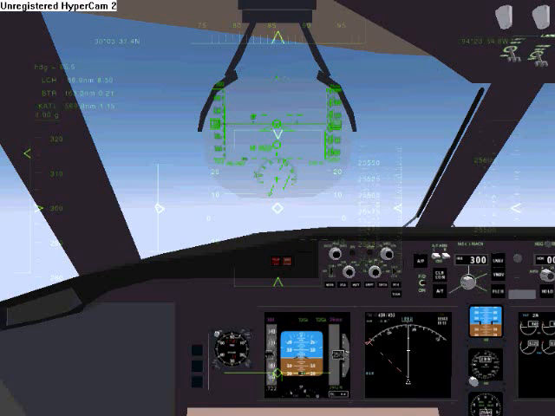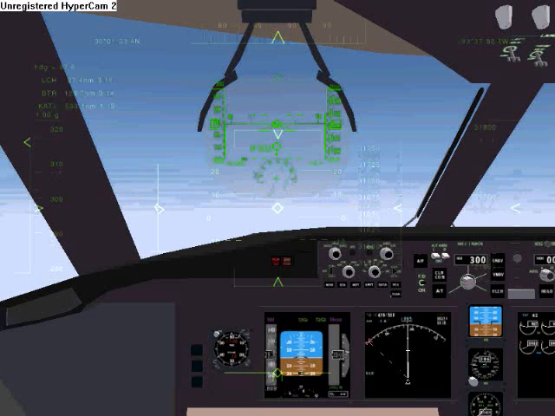Alright, I'm over 10,000 feet now, so now I can increase my speed to 300 knots. I'm going to do that now by increasing the setting on the auto throttle and dropping the nose to 7 degrees. Okay, I forgot to turn off my landing lights at 10,000 feet. I'll do that now.